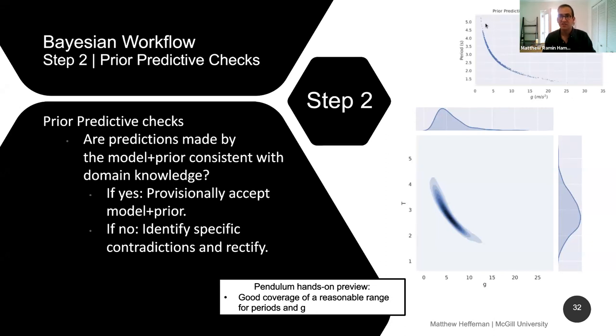It also behaves broadly how you expect: as your gravitational acceleration goes to zero, the period of the pendulum becomes undefined. So that broadly is tracking. If you find that your predictions are not consistent with your domain knowledge, you can identify specific contradictions and rectify those and improve your model before proceeding any further.